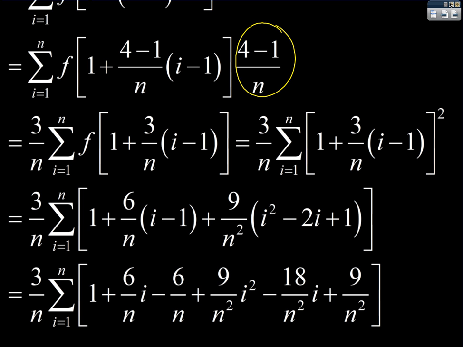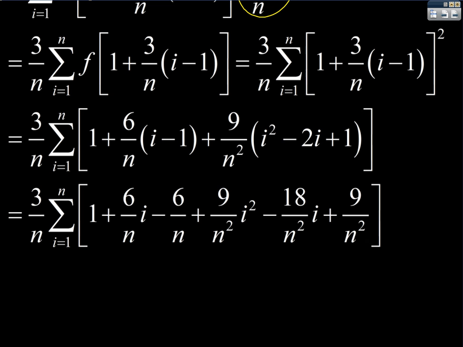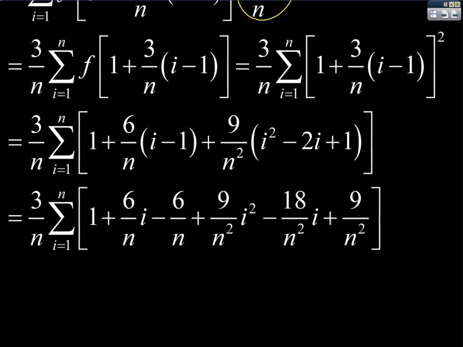Okay, yeah, exactly. So the function is just x squared, right? So whatever's inside the function is being squared. And so if we square that out, what do we get? Well, 1 plus 2 times 1 times this term, plus that term squared, which is that big ugly thing, right? And then we could distribute the 6 over n and the 9 over n squared and get this big, long, ugly string of terms, right?